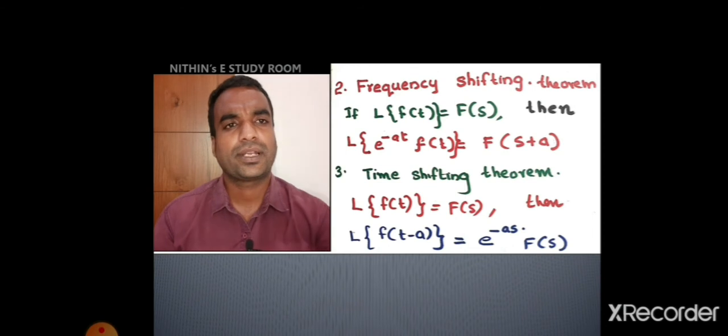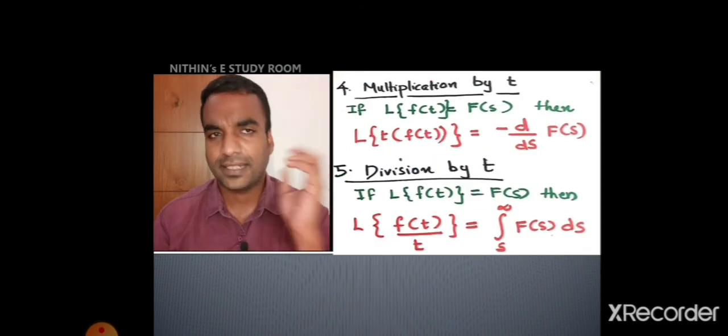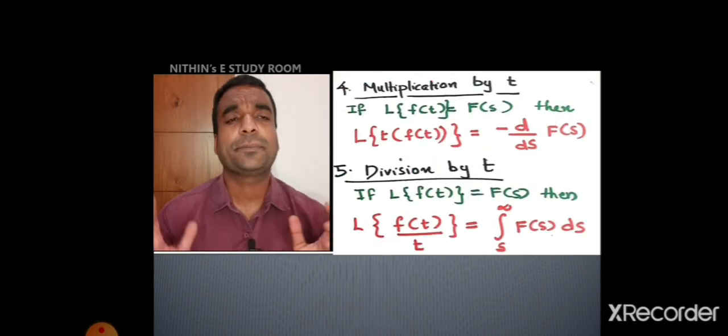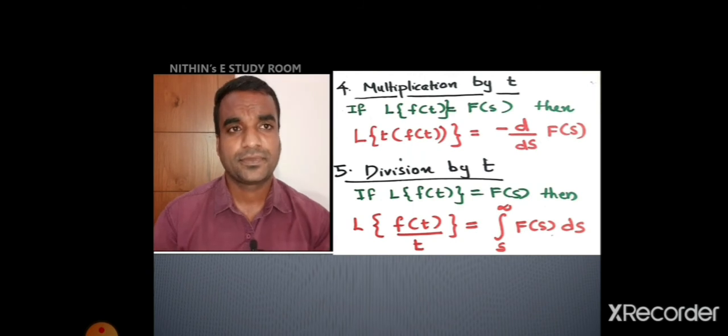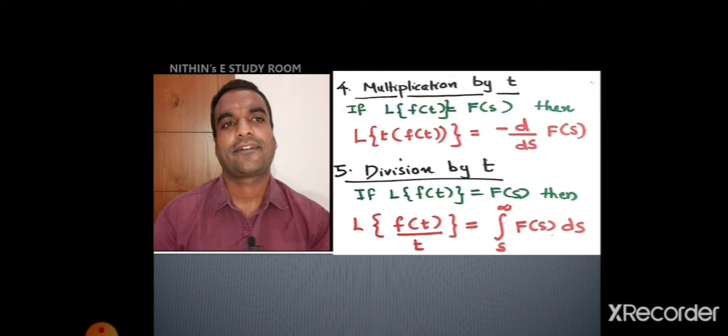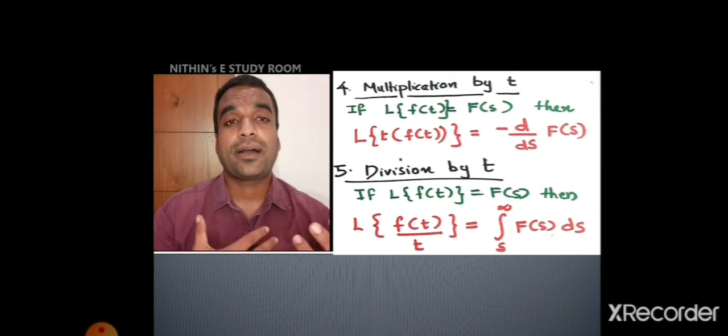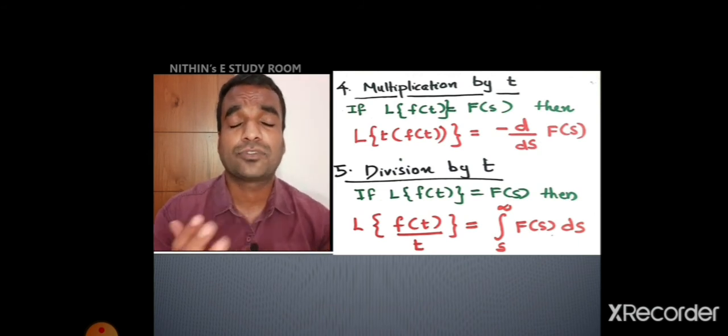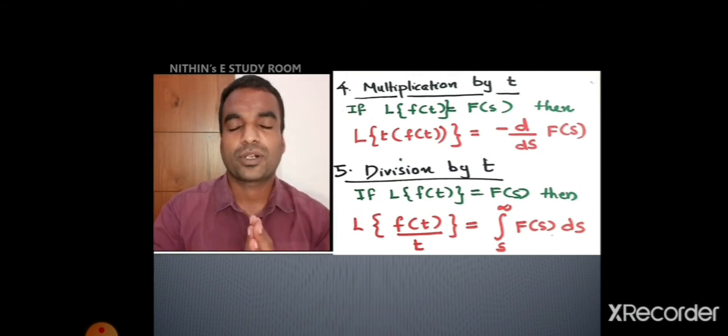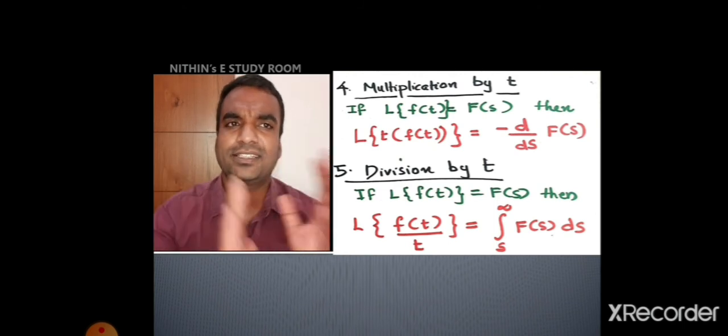Okay, you can validate those things easily like the last example. Then it is multiplication by t. If the Laplace transform of f of t is equal to F of s, then multiplication by t means I am asking you what is the Laplace transform of t into f of t. You already know the Laplace transform of f of t is equal to F of s.